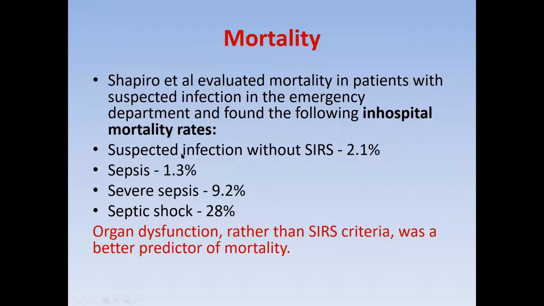of course, the extremes of age, especially aged people with comorbidities, are more severely affected. Mortality. If there is suspected infection without SIRS, it's 2.1%. If there is sepsis, meaning SIRS plus infection, 1.3%. Severe sepsis, 9.2%. When it comes to septic shock, it's 28%. So it's very important to recognize these manifestations of SIRS and sepsis very early and treat them properly. Otherwise, if you wait too long, then it will be irreversible.